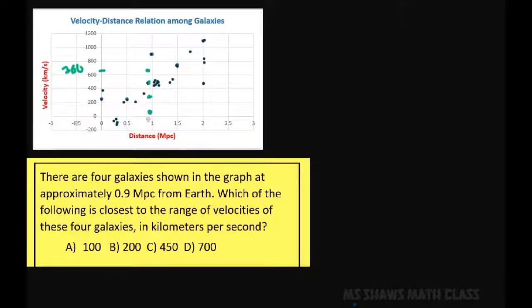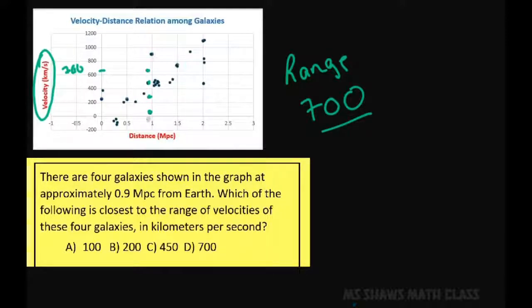And it says, which of the following is the closest to the range of the velocities of these 4 galaxies in kilometers per second? So we're back to this unit. And since we're starting very close to 0 and we're going to 700, the range would be 700.